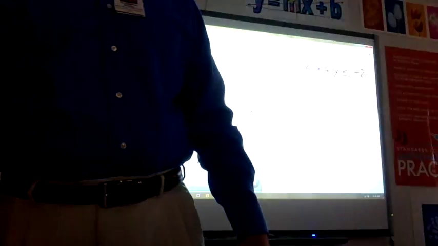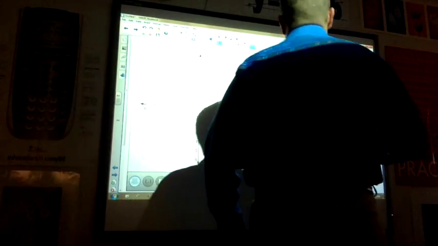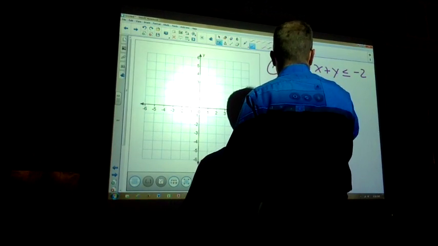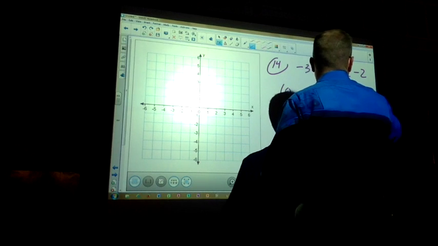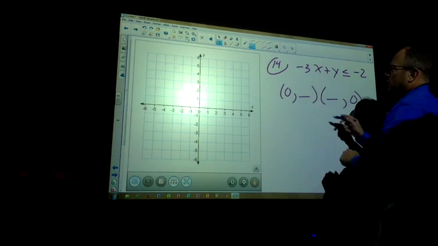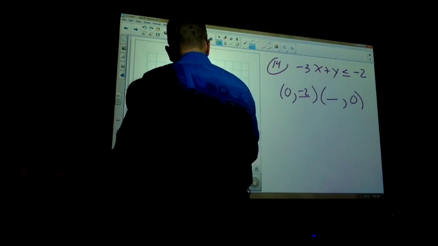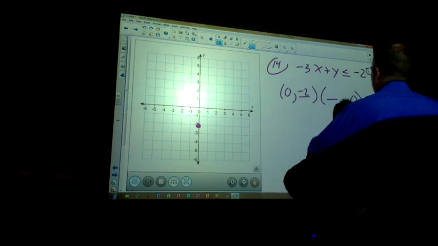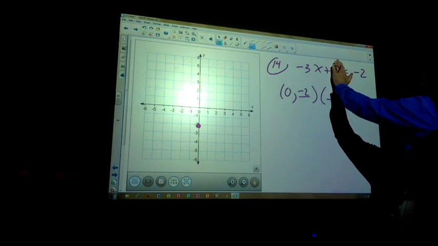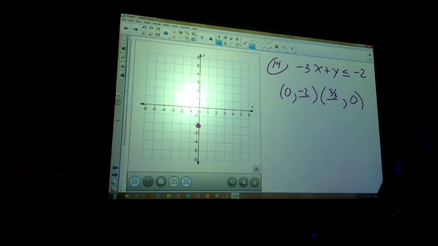I guess we could try the cover method on this. It's going to be tougher on the cover method because it doesn't come out to whole numbers, but we can still try it. So we use the cover method. I have 0, comma blank, and blank, comma 0. So cover up the x, so y is negative 2. So 0, negative 2, that works right here. And then if I cover up the y component, I get negative 3x equals negative 2. So it's going to be positive, and that would be 2/3. Did I do that right?